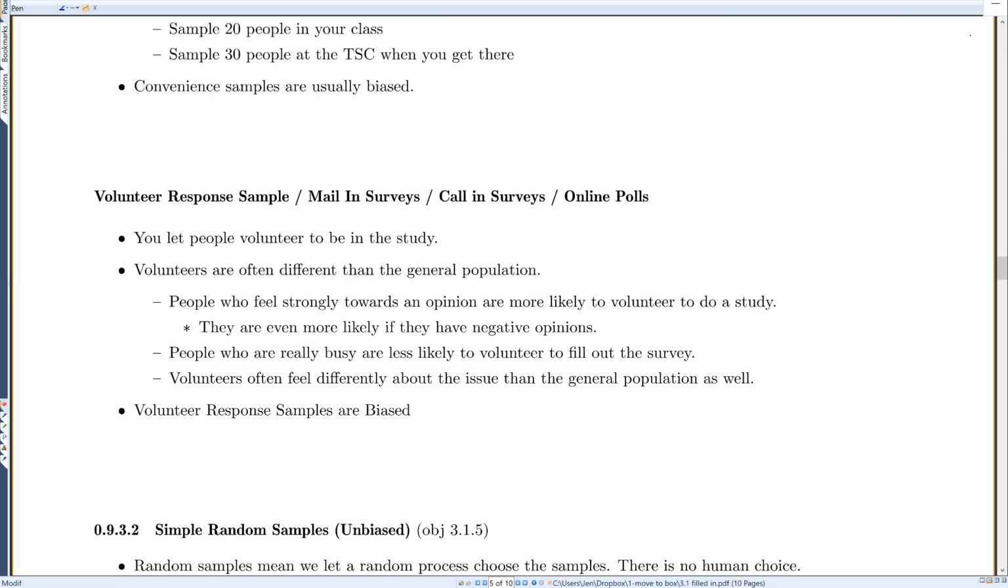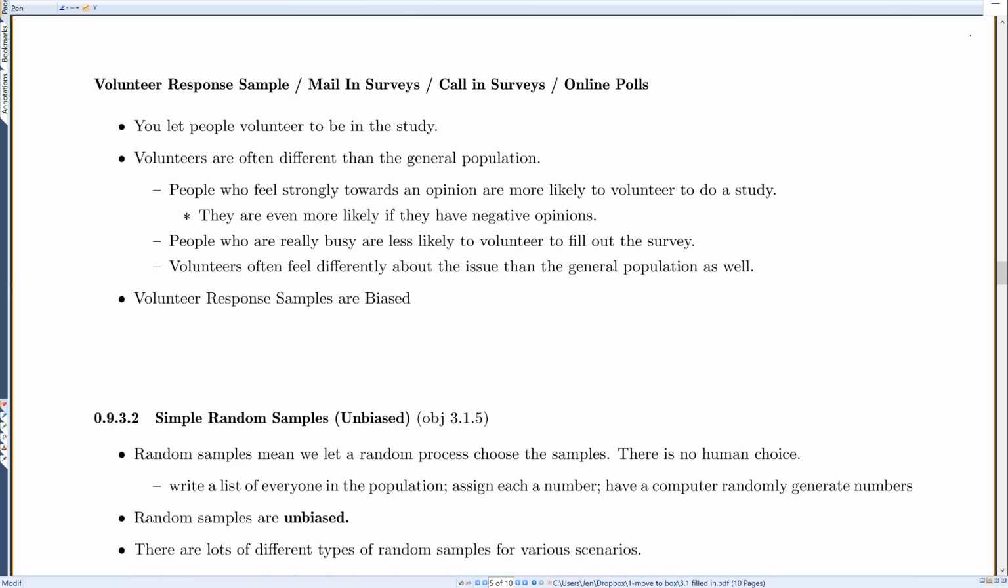The next thing is called a volunteer response sample. This applies to all mail-in surveys, call-in surveys, and online polls. It's where you let people volunteer to be in the study. Volunteers are often different than the general population. We find that people who feel strongly towards an opinion are more likely to volunteer to be in a study. They're even more likely if they have negative opinions.